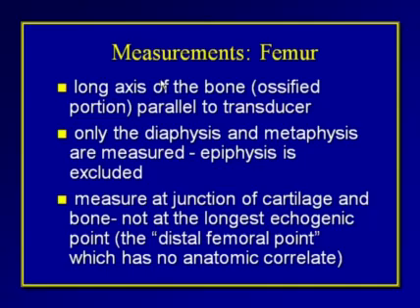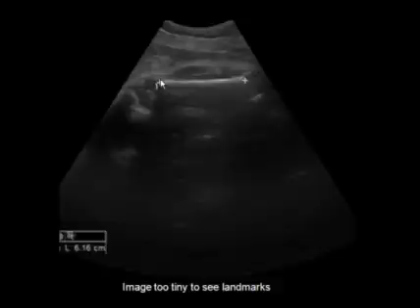When measuring the femur, it's important to keep the long axis of the bone, or the ossified portion of the bone, parallel to the transducer. And remember that we're only measuring the diaphysis and the metaphysis. We are not including the epiphysis on the femur measurement. The measurement should happen at the junction of the cartilage and the bone, not at the longest bright white spot in the distal femur. That is termed the distal femoral point, which is not a true anatomic structure.